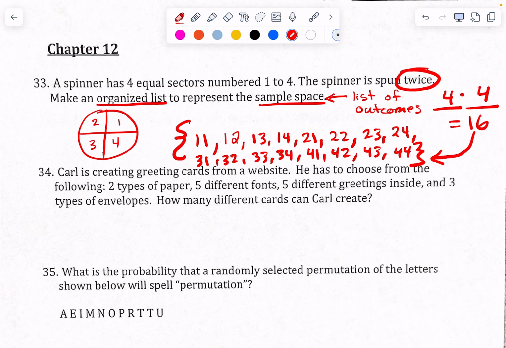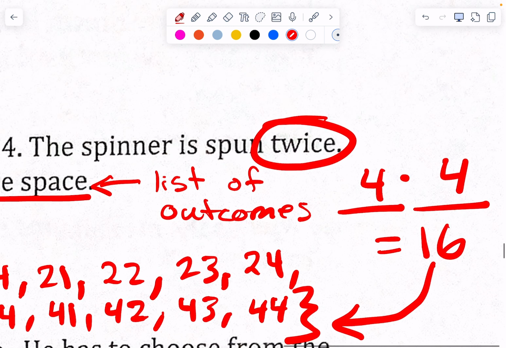Perfect. You just have to list out the possible outcomes. That's the answer, right? Okay? Good? Where'd you get the 4s from? So, we're spinning it twice, right? We're spinning a spinner twice.